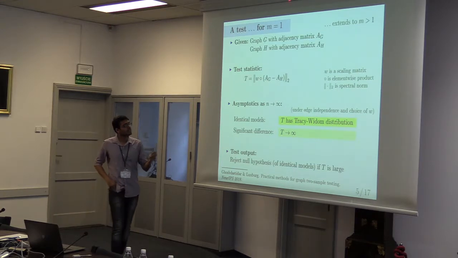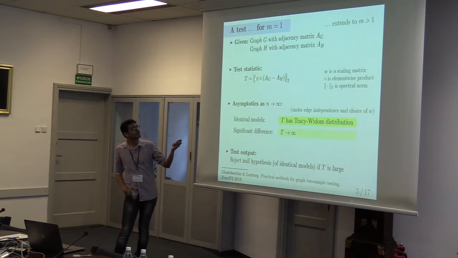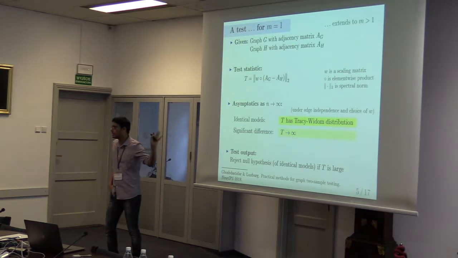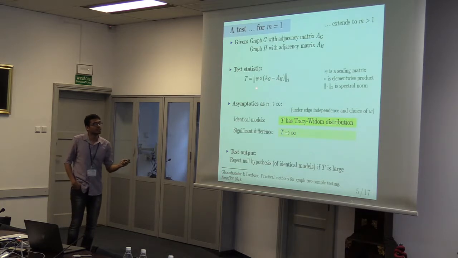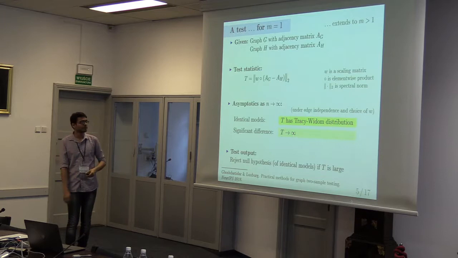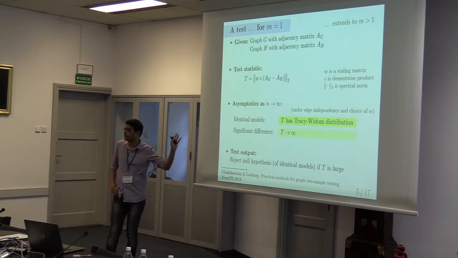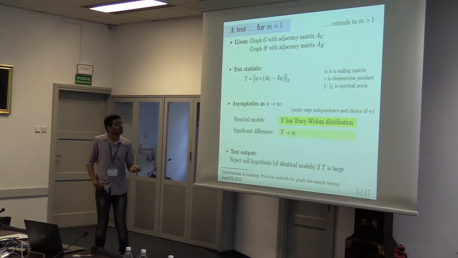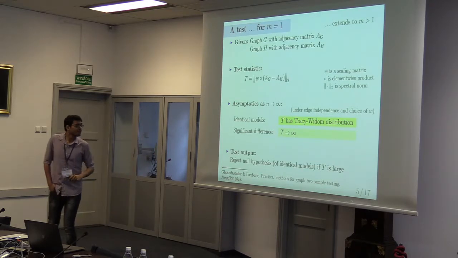This test statistic is based on the spectral norm. We take the difference of the two adjacency matrices and rescale all the entries. This rescaling is based on work by Laszlo Erdős, which says that you rescale it in a way so that the total variance in each of the rows adds up to 1. In practice, this rescaling can be approximately computed just from the graph. So you rescale this difference matrix and then take the spectral norm of the difference matrix.